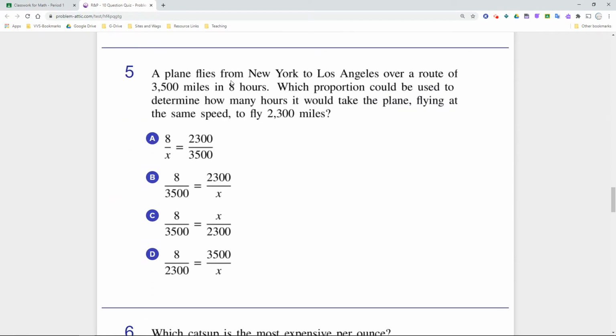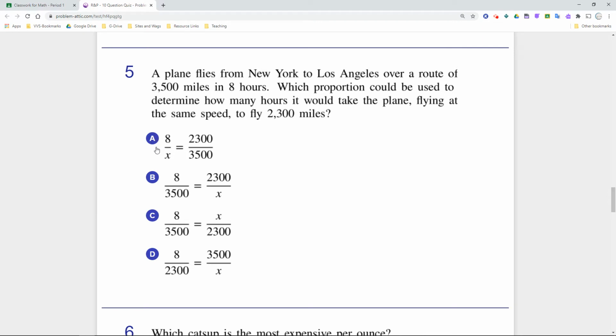Number 5. A plane flies from New York to Los Angeles over a route of 3,500 miles in 8 hours. Which proportion could be used to determine how many hours it would take the plane flying at the same speed to fly 2,300 miles?